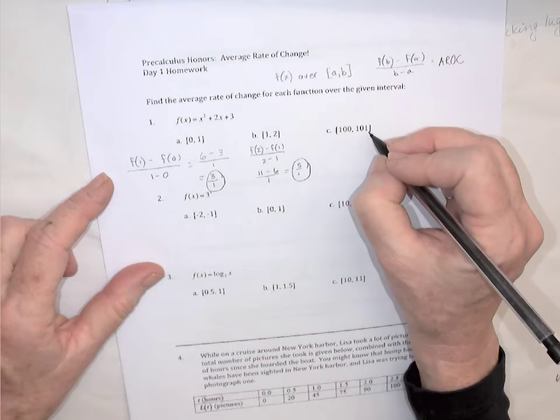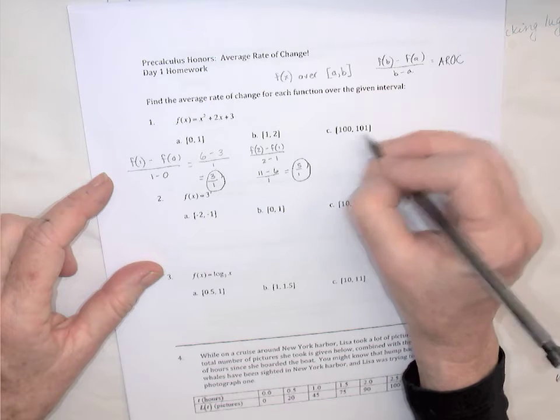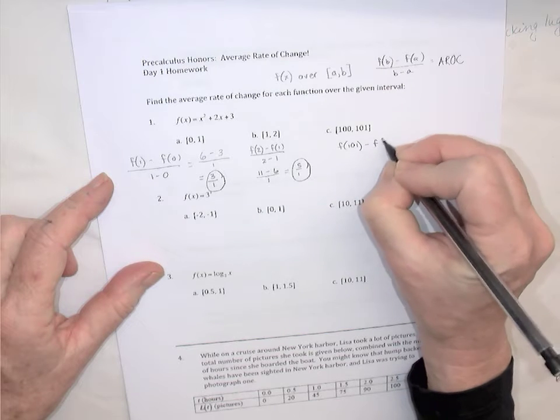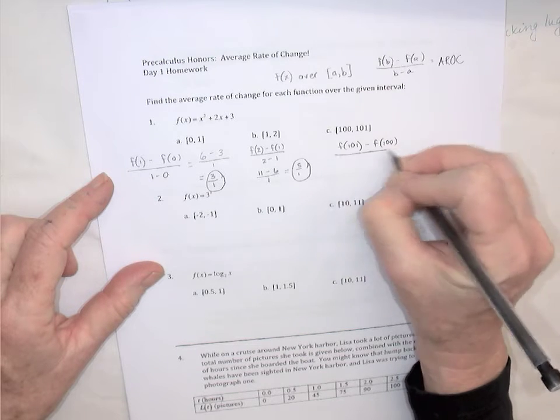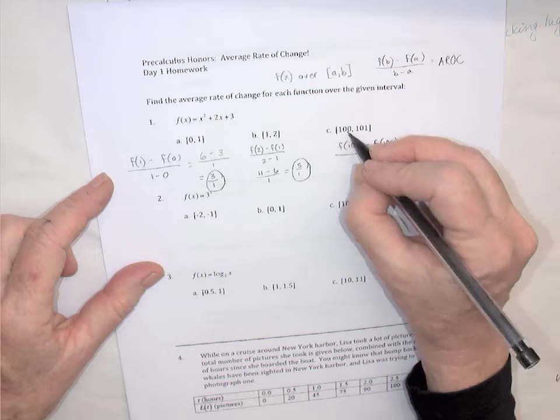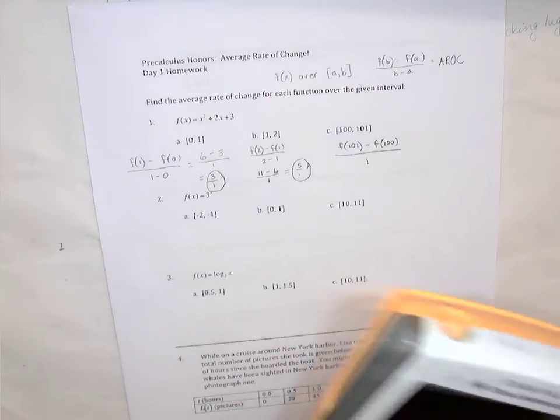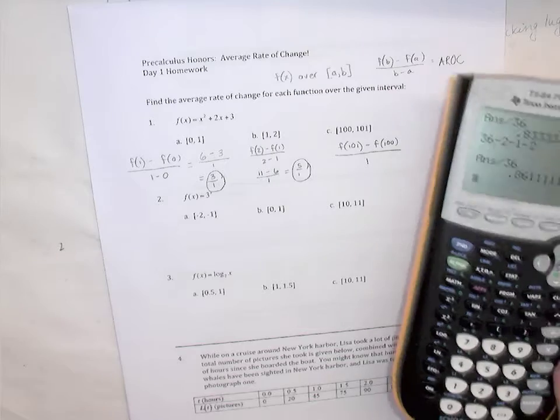And for the interval from 100 to 101, I need f of 101 minus f of 100 all over 101 minus 100. I'm going to need a calculator for that. Personally, I'm not going to do that in my head. I could be a little fancy here. I'll talk about that in a second.